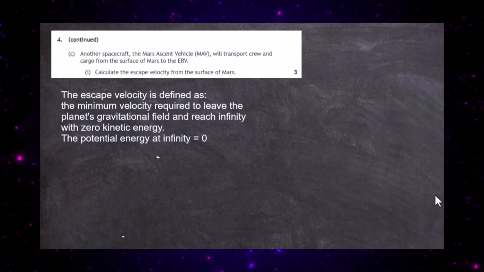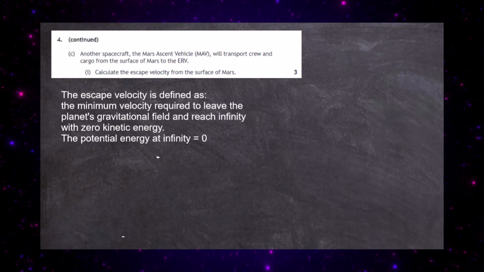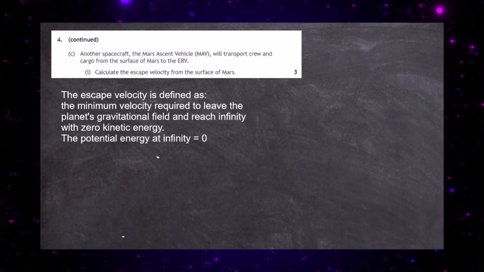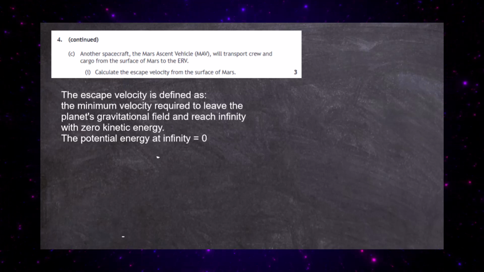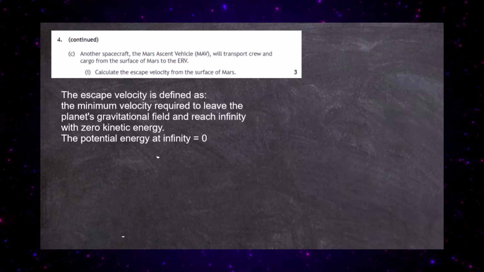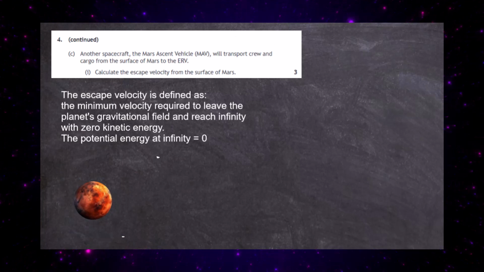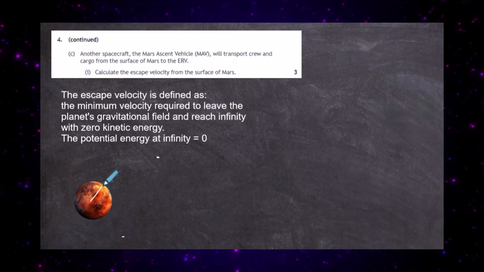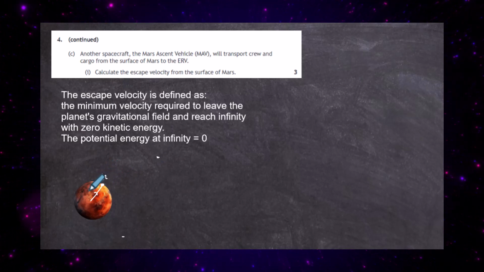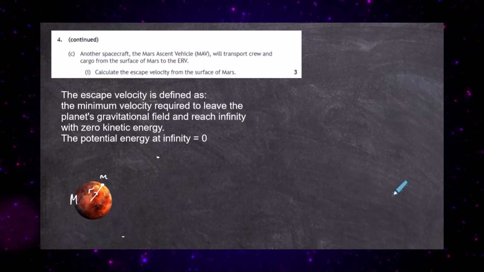First of all, a definition of the escape velocity. The escape velocity is defined as the minimum velocity required for an object to leave the planet's gravitational field and reach infinity with zero kinetic energy. And also the potential energy at infinity has got to be equal to 0 as well. Now let's take a note of this then. There's the planet Mars. We know it's going to have a radius r. And that's the object on it, which is going to have a small mass m, and the planet itself is going to have a mass of capital M.